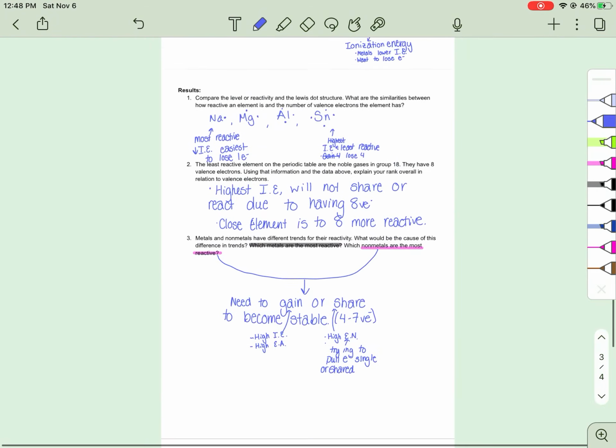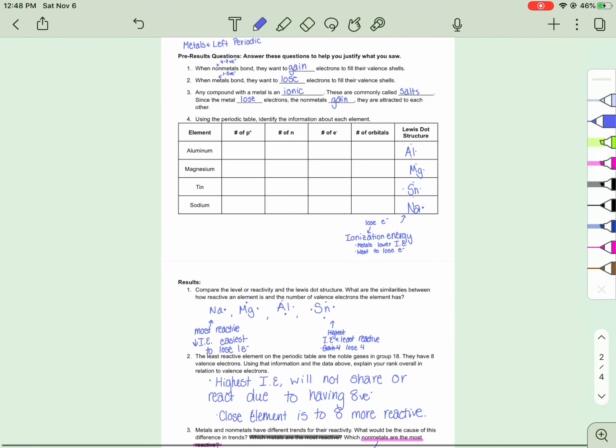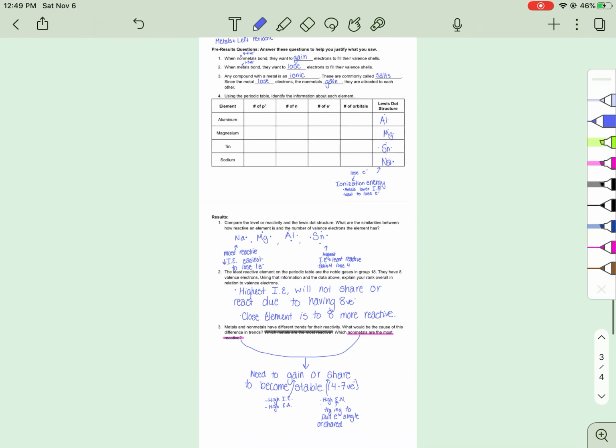So I am going to do a little bit more of a video on reactivity in the later videos, but hopefully this one gives you a nice little good start going over this reactivity lab and kind of helps link that ionization energy with metals.